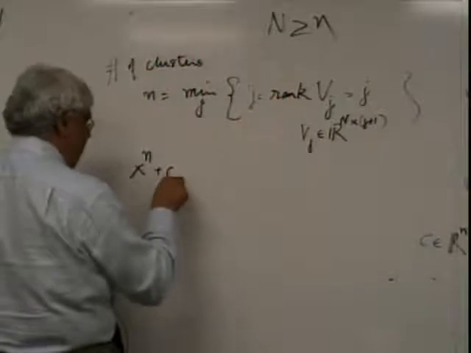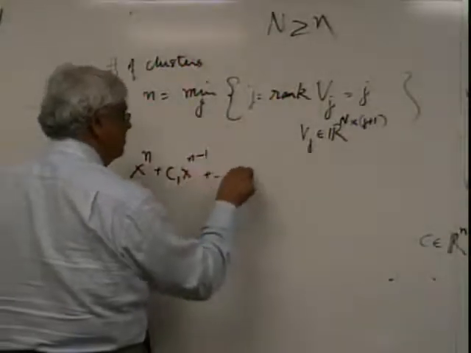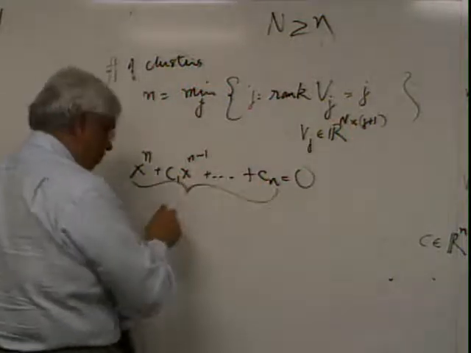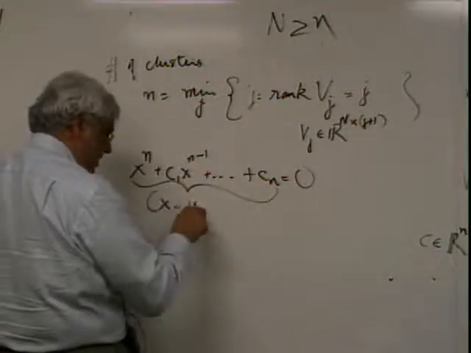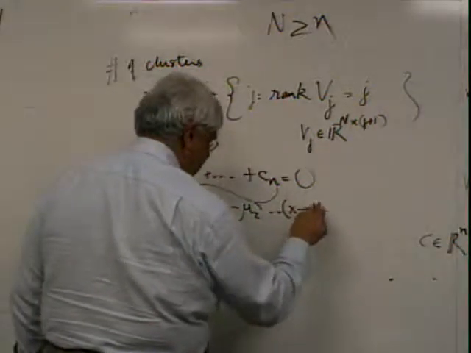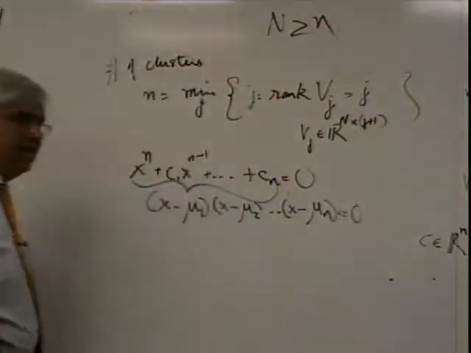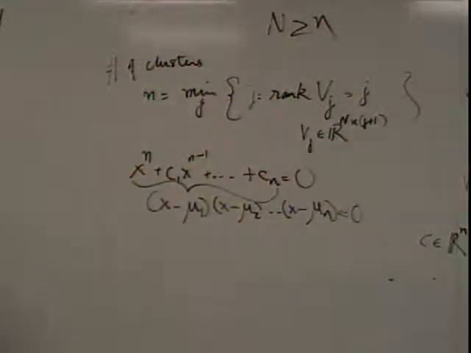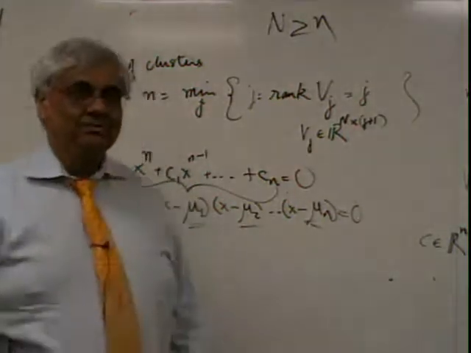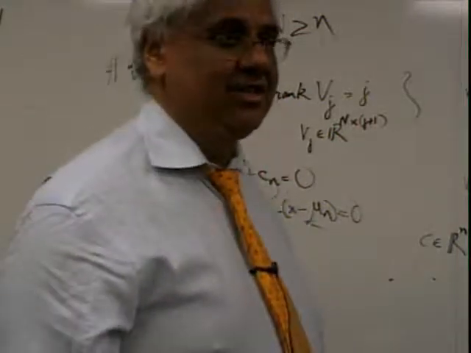Once you have the coefficients of the vanishing polynomial, then you write it out, and it's x to the power n plus c1 times x to the power n minus 1 plus ... plus cn equals 0. And if you had this routine which factored it, x minus mu1, x minus mu2, ..., x minus mu n, then, provided these roots were real, those would give you the cluster centers.